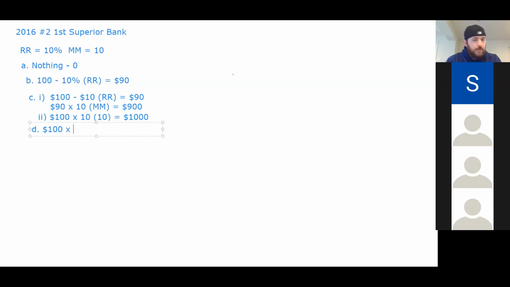Oh, nope, I'm sorry, I did that wrong. We're going to take the initial deposit, subtract the reserve requirement, which is going to give us $90. Then we take the remainder of the deposit times the money multiplier, which is 10, and that gives us $900.